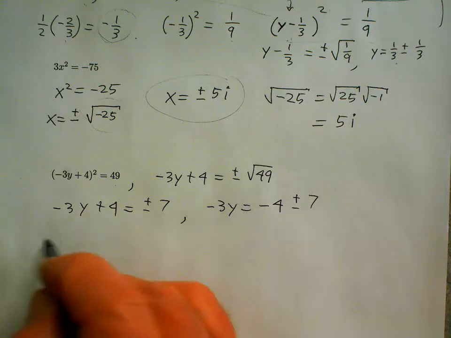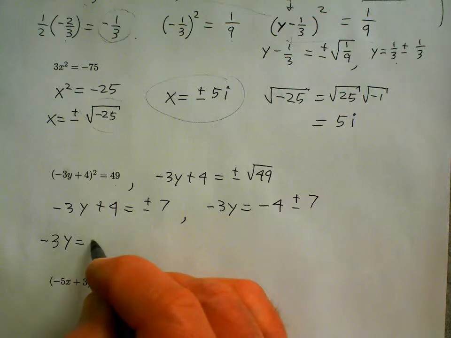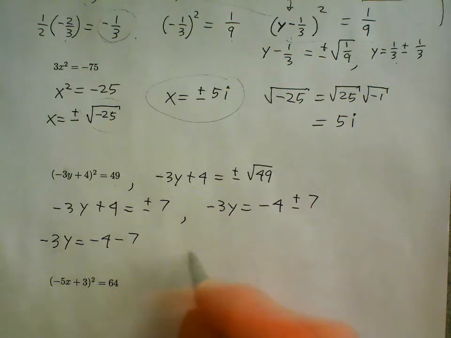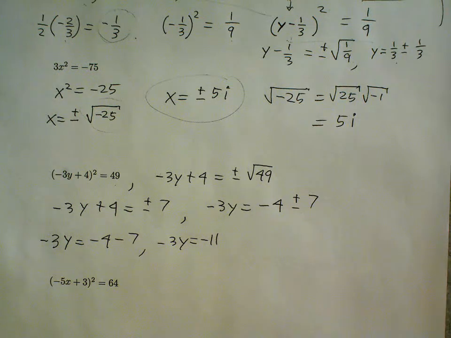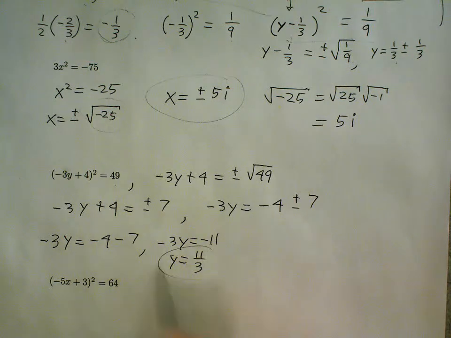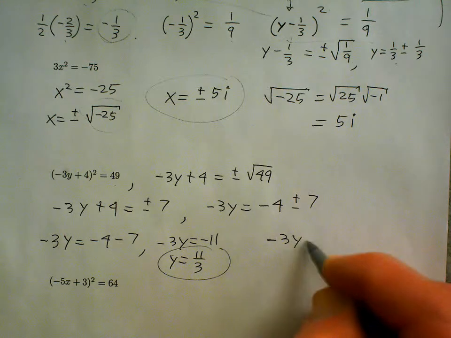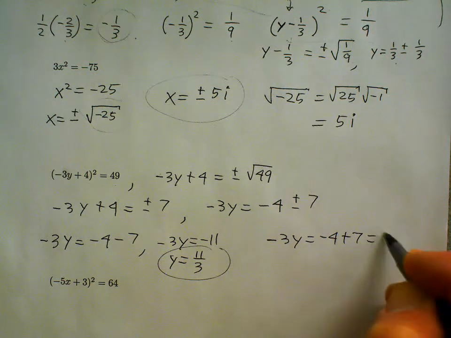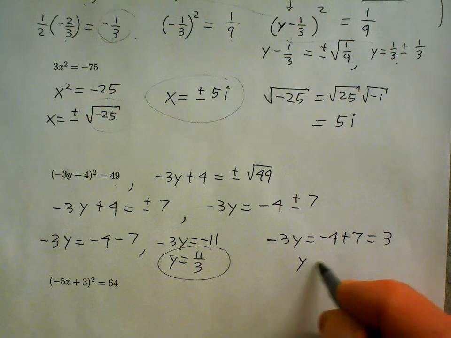One solution will depend on negative 3y equals negative 4 minus 7, or negative 3y equals negative 11. And so y equals positive 11/3 is one solution. And then the other solution, negative 3y equals negative 4 plus 7, which is positive 3. And then divide both sides by negative 3, we get y equals negative 1.